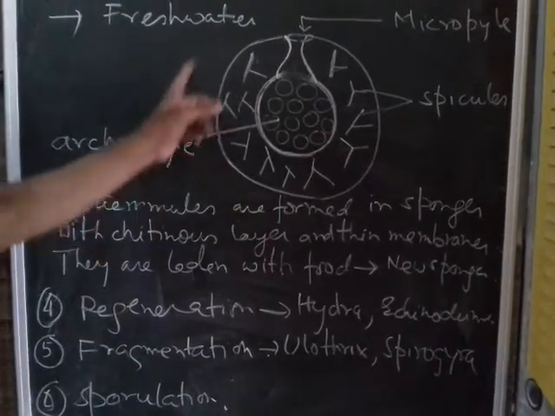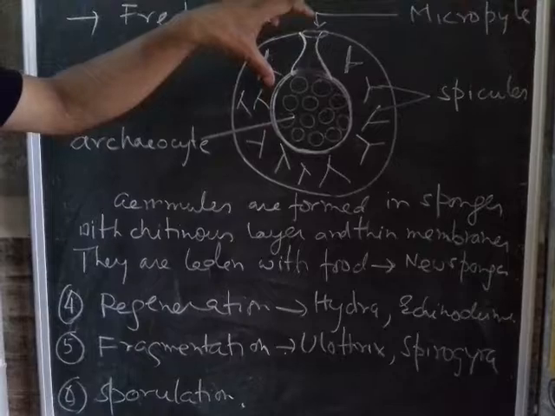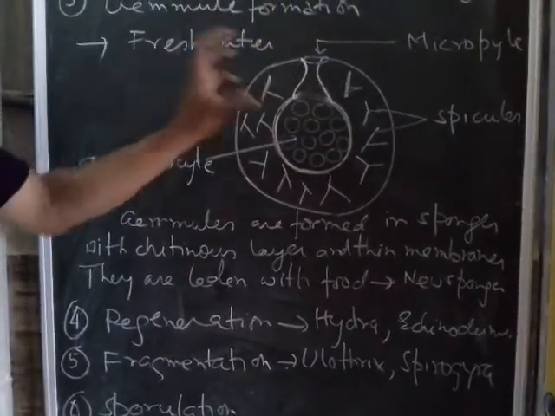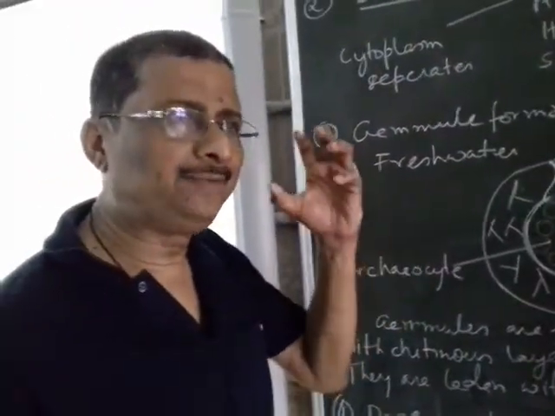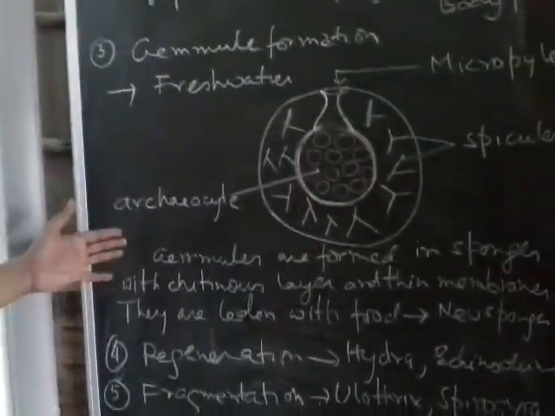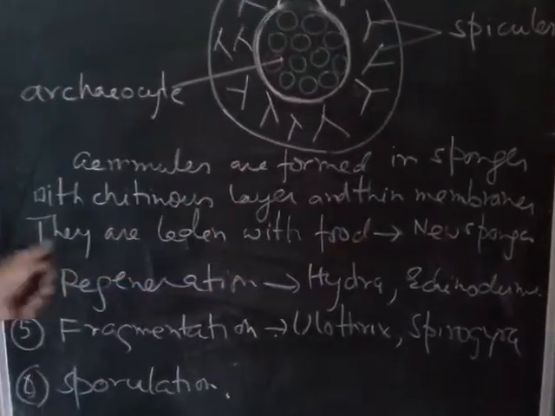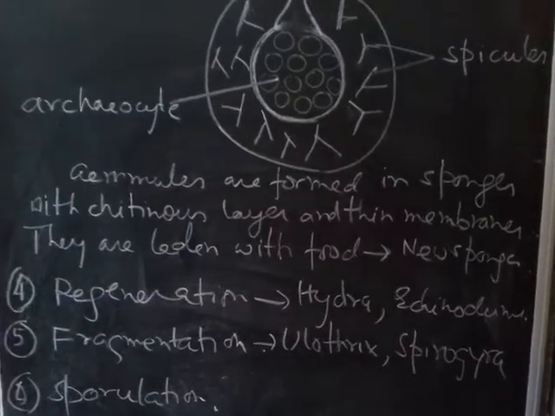In marine sponges, the thick chitinous layer is not there, only the membranous layer of these gemmules is formed, but in freshwater both are formed. So they are hardened ball-like structures formed inside the body of the sponges. Gemmules are formed in sponges with a chitinous layer and their membranes, and they are laden with food. They give rise to new sponges.